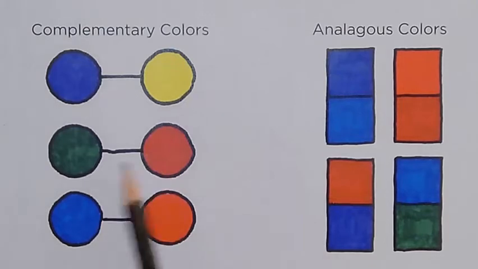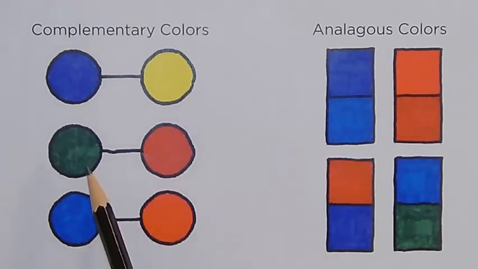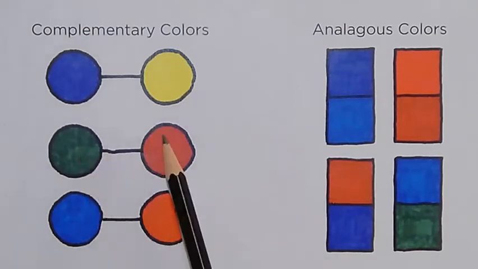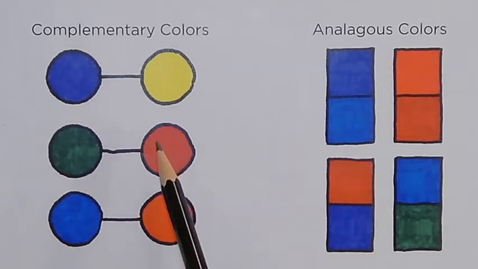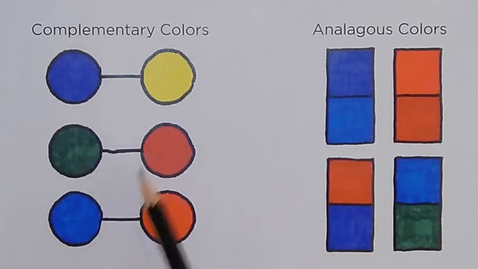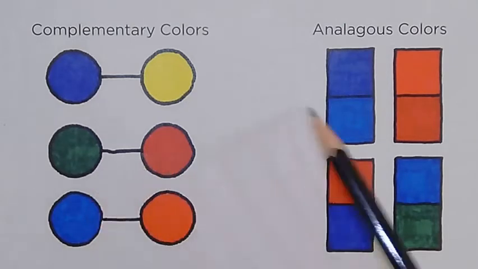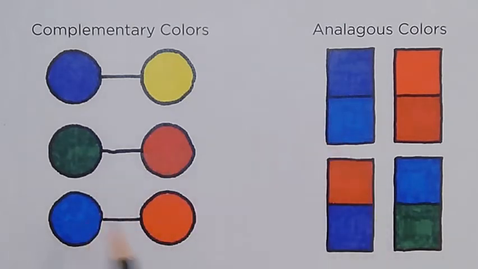And then we've got red and green. Think about Christmas. Why are the colors red and green used at Christmas? Because they complement each other. They make each other look better. And as well as blue and orange. Now, these are our school colors, blue and orange. And so those colors complement each other. That's why they're often used at the same time. Analogous colors is simply colors that are right next to each other on the color wheel.